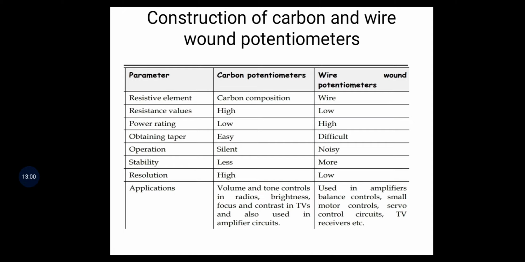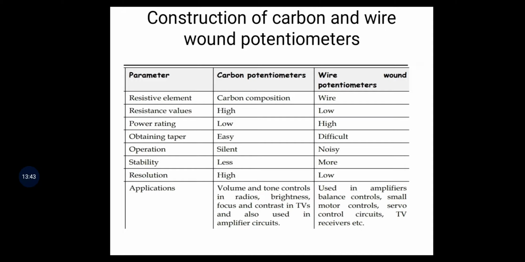For carbon potentiometers, resistance values are very high. For wire wound potentiometers, resistance values are low. Compared to wire wound potentiometers, carbon potentiometers have high resistance values. The power rating of carbon potentiometers is low compared to wire wound potentiometers. Carbon potentiometers have a low power rating.